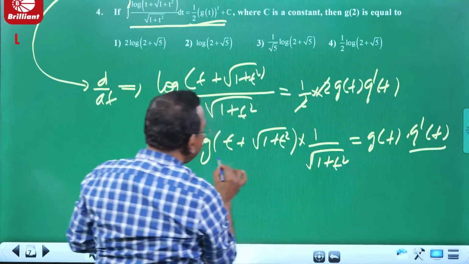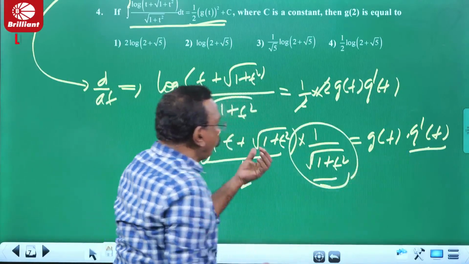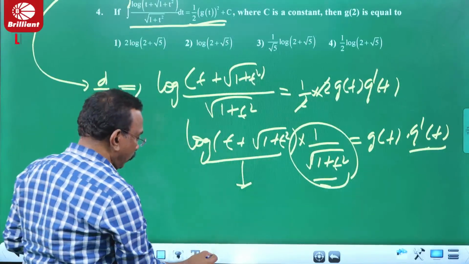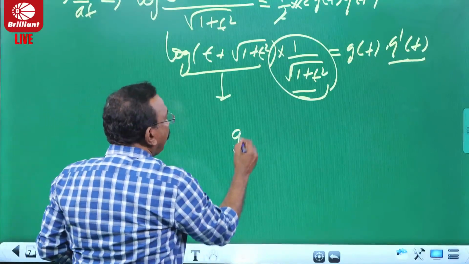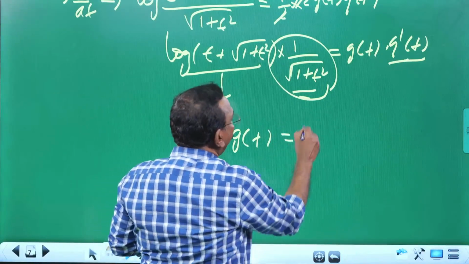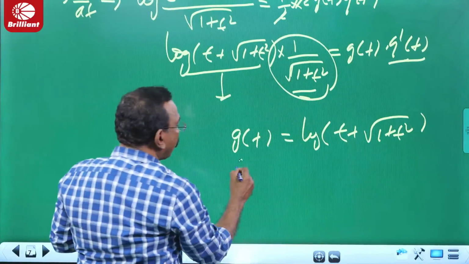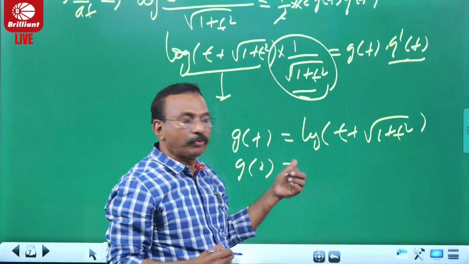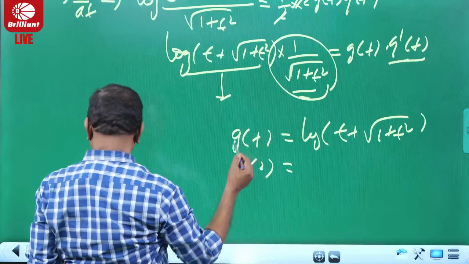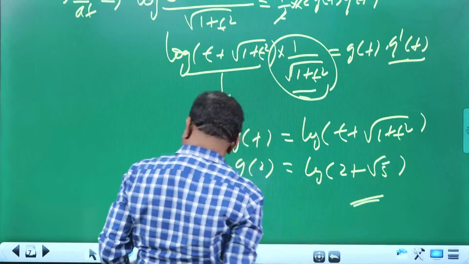So you can see this expression's derivative is this one. So if it is g of t, this will become g dash of t. So you know the derivative of this one is 1 by t plus root 1 plus t square into 1 by 2 root of t. It will give the answer, which implies g dash of t, or sorry, g of t is equal to log of t plus root of 1 plus t square. Then you can see what we want to find is g of 2. That is log of 2 plus root 5. This is the answer. So our requirement is this one.